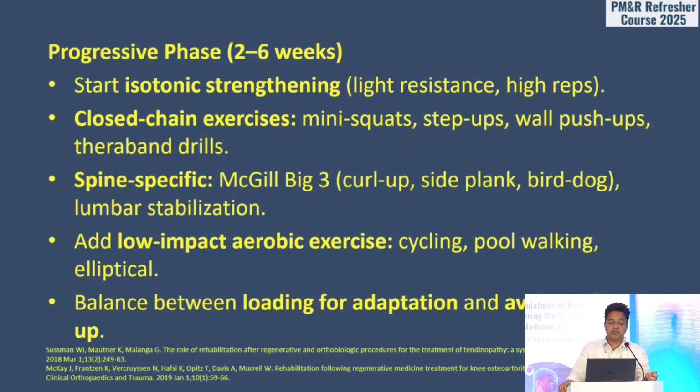In the next progressive phase, 2 to 6 weeks, we start isotonic strengthening like light resistance, high repetitions, closed chain exercises. Spine-specific exercises we can advise, like curl-up, side plank. It is excellent for lumbar stabilization. Add low-impact aerobic exercises like cycling, pool walking, and elliptical training. We should encourage balance between loading for adaptation and always avoid flare-ups.